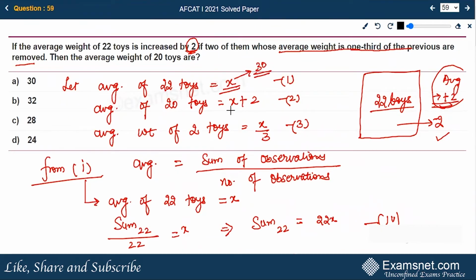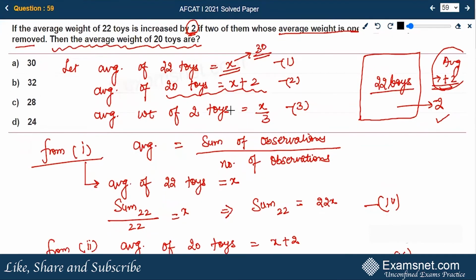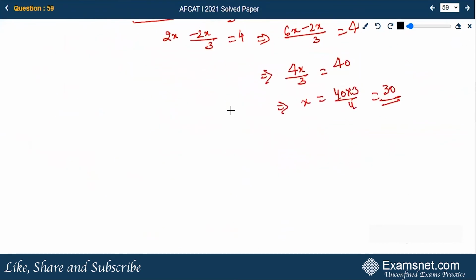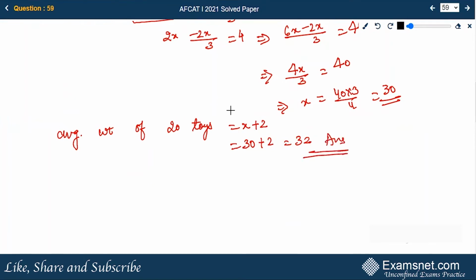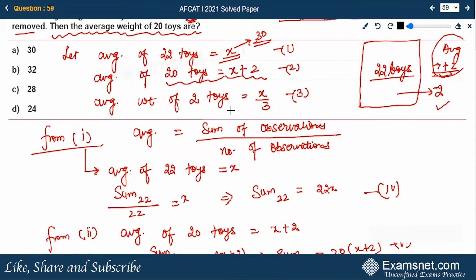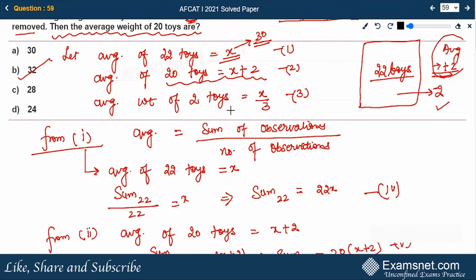Let's look at the question. Average weight of 20 toys. The average weight of 20 toys is x plus 2. So, average weight of 20 toys is 30 plus 2 or 32. This is your answer. So, option B is the correct answer to this question.